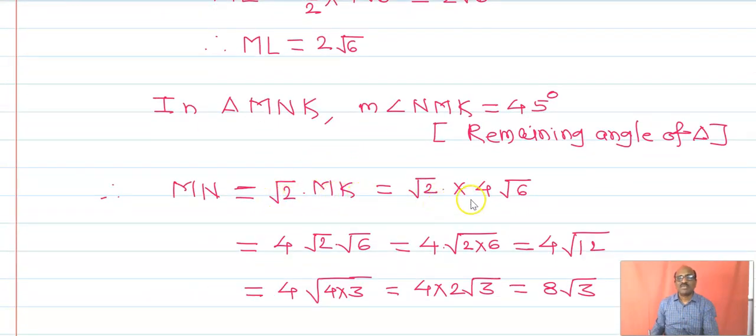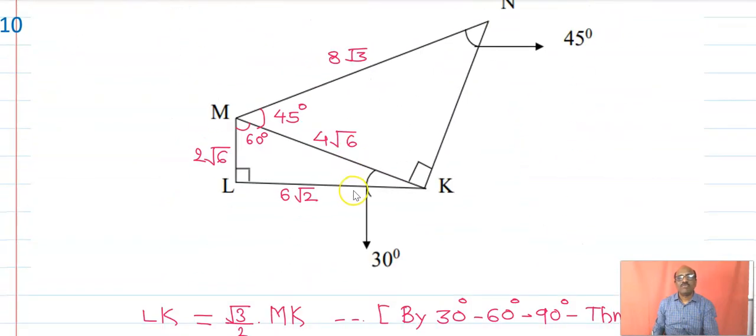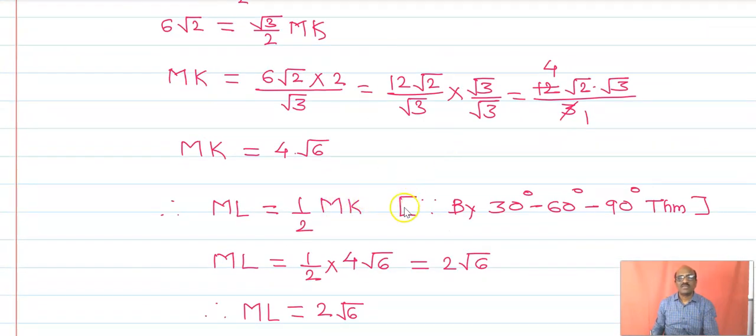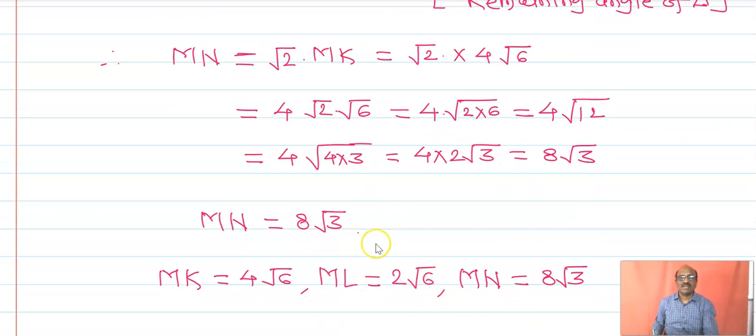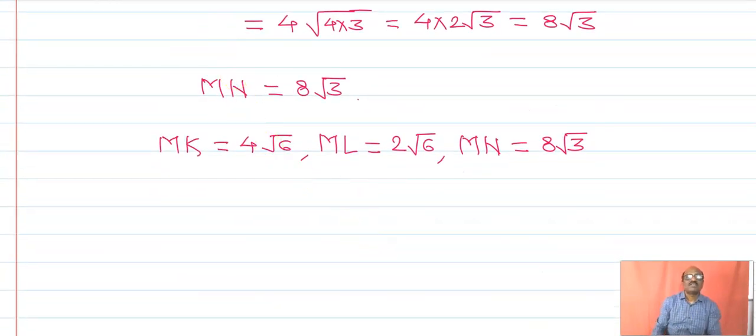But what is MK? MK is 4 root 6. That is 4 root 2 into root 6, that is 4 root of 2 into 6, which is root 12. 12 can be written as 4 into 3. The square root of 4 is 2, so 4 into 2 is 8, 8 root 3. And hence this is the answer.